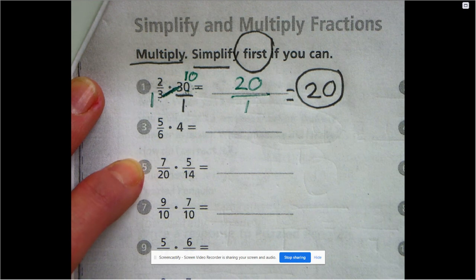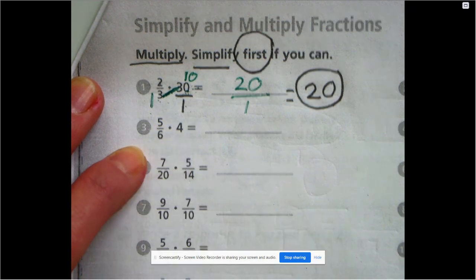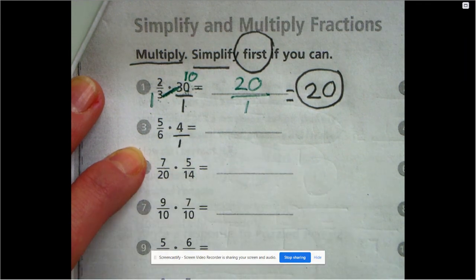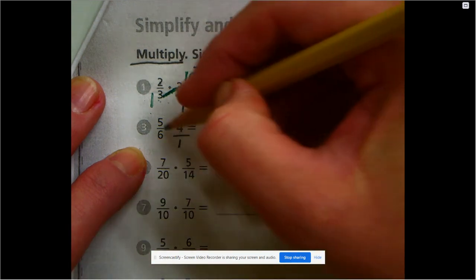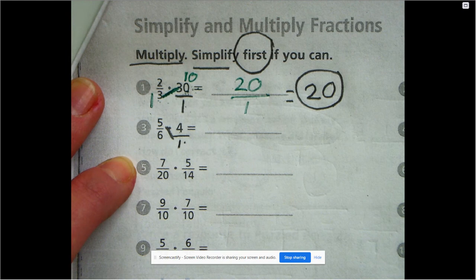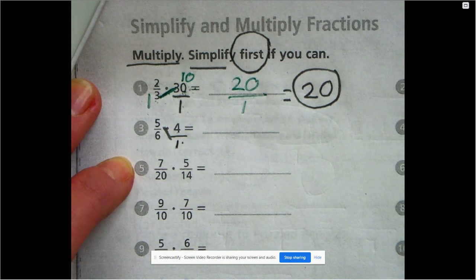All right, I'm going to go ahead and do number 3. Here's another whole number, 1 underneath. And I say, what connections? 5 and 1, there's that 1 again. It doesn't do anything to changing the value, so I'm not going to do anything there.